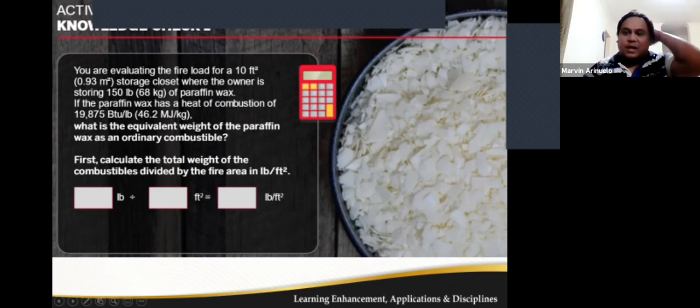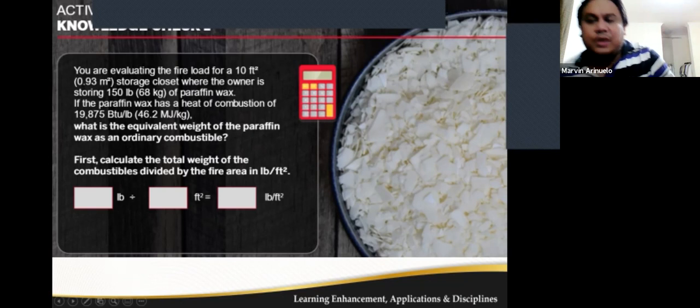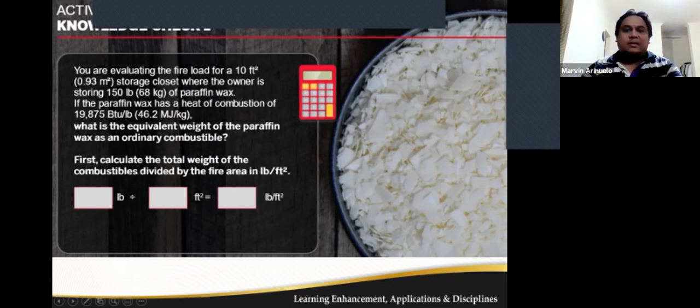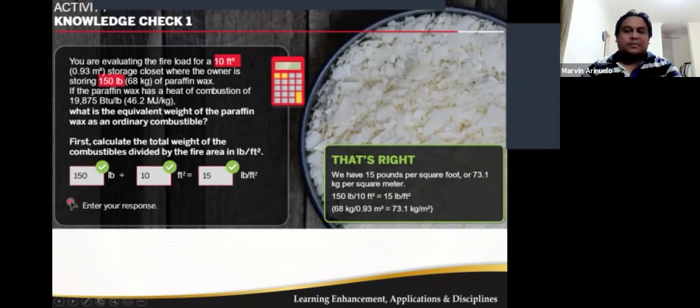Okay, so the first step in the calculation represents the total weight of the combustible divided by the fire area. We will calculate this in pounds per square foot. So you're getting the 150 pounds divided by 10 square feet. So you will get 15 pounds per square foot, or 73.1 kilograms per square meter.